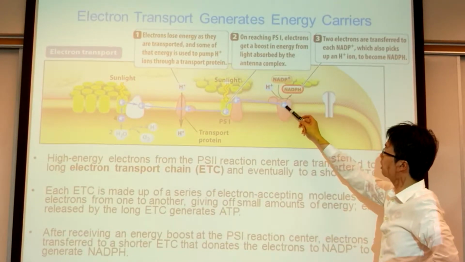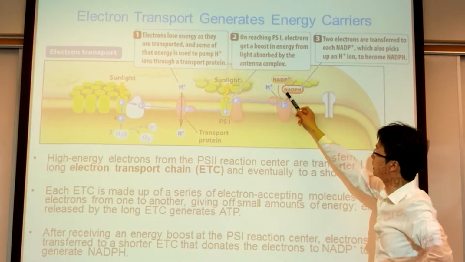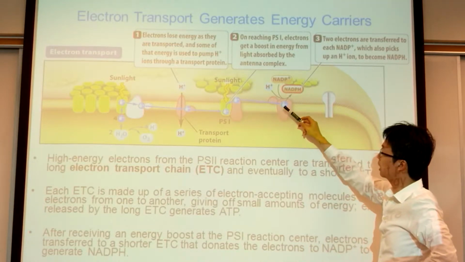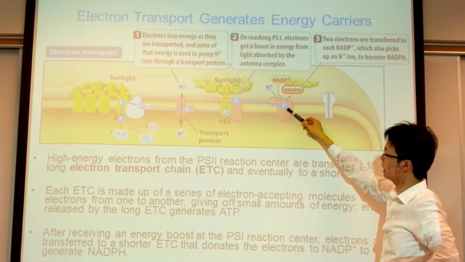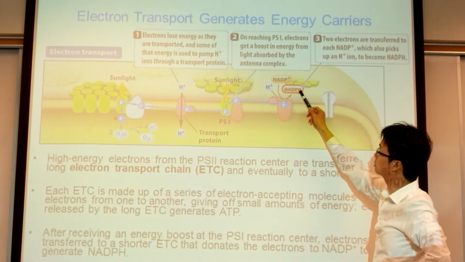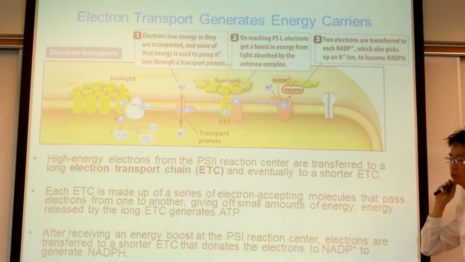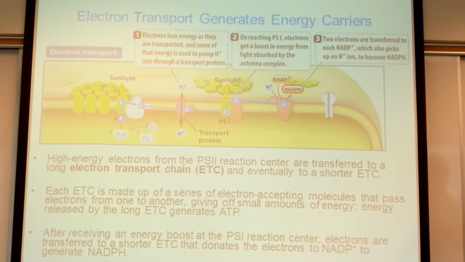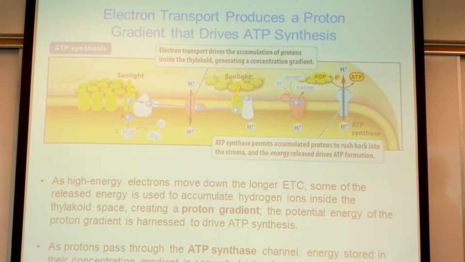it can work to make the NADPH. So the high energy electron, after that, you will make NADPH, so that the NADPH can be used in the Calvin cycle later. Yes, that's pretty much what it's about.